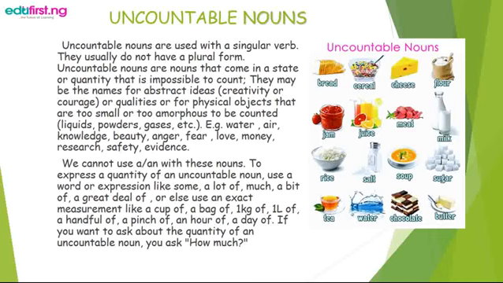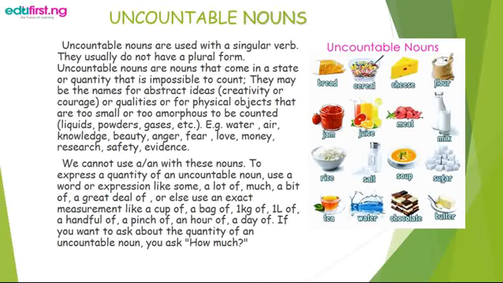Uncountable nouns are used with a singular verb. They usually do not have a plural form. Uncountable nouns are nouns that come in a state or quantity that is impossible to count. They may be the names for abstract ideas like creativity or courage, or qualities, or for physical objects that are too small or too amorphous to be counted, like liquid, powder, gases. Examples of uncountable nouns are water, air, knowledge, beauty, anger, fear, love, money, research, safety, and evidence.